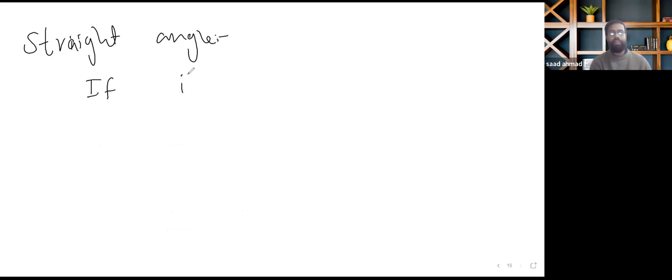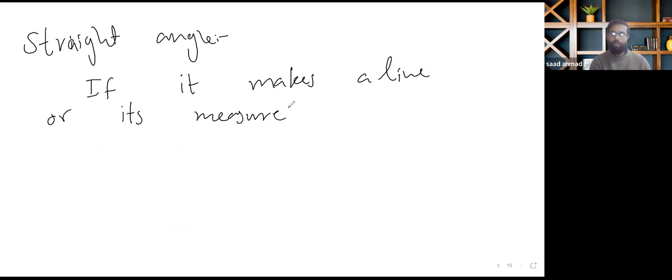So this again, it's the same thing, the straight angle that I described before. If it makes a line, or its measure is 180 degrees, so if there is an angle whose measure is 180 degrees, then we call that a straight angle.